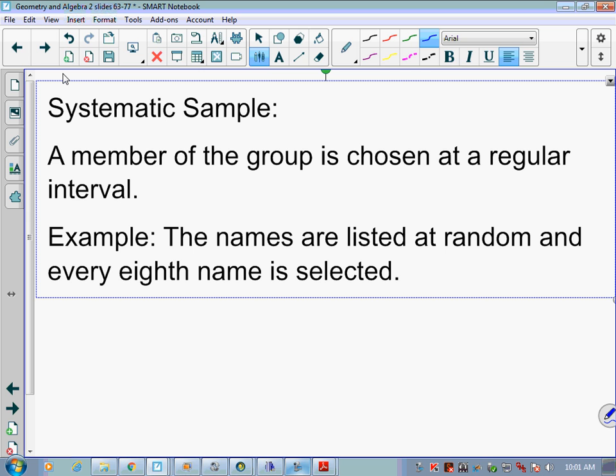Okay, systematic sample. A member of the group is chosen at a regular interval. Systematic: every so often we pick another person. The names are listed at random and every 8th name is selected.